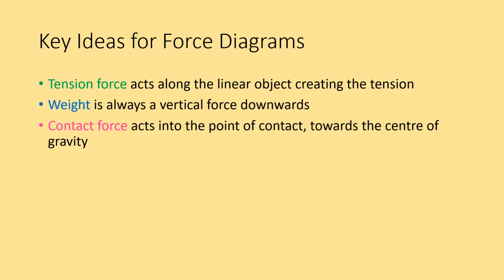Okay, so when we think about our force diagram, we have to think of our three forces. There is a tension that's acting along the linear object, so that's creating the tension. In our case, it's a rope from the climber to the man on top of the rock. The weight, that's always acting downwards towards the center of the earth. We normally always draw our free body diagrams with the weight acting downwards. And then there is a contact force that's normal to the surface, and that always acts towards the center of mass of the contacting body.